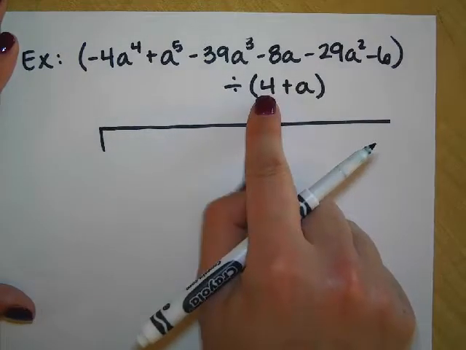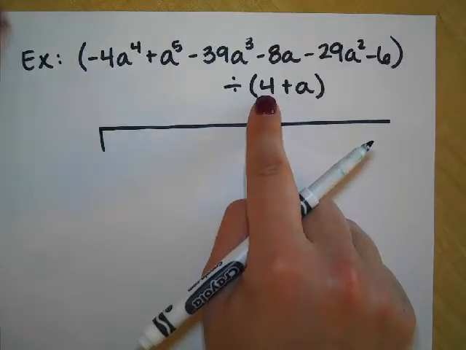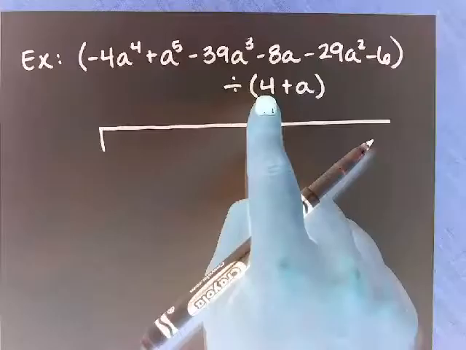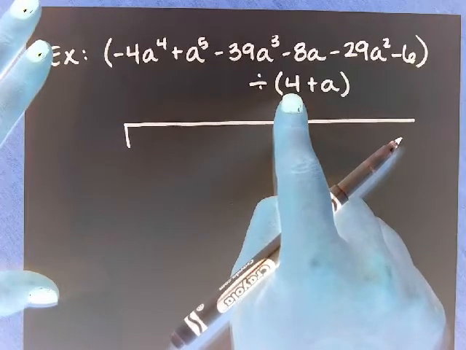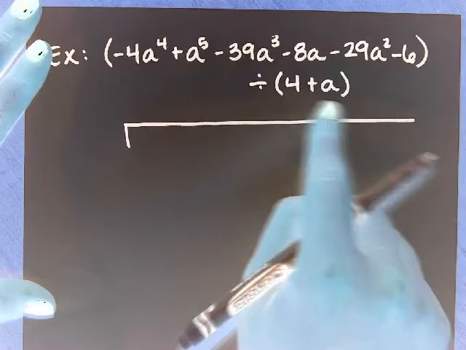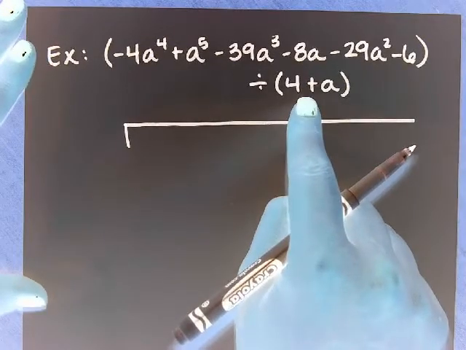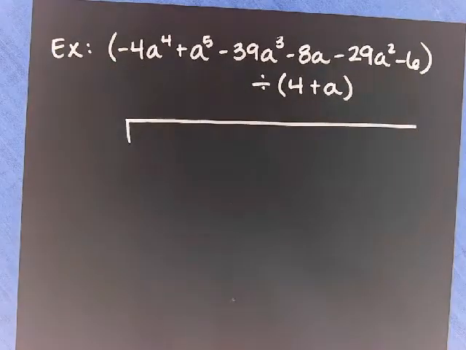So I'm not going to divide by 4 plus a. What am I going to divide by? Is it better if I change the colors? Does that make you feel better about it? Okay. So what are we going to divide it by? A plus 4.